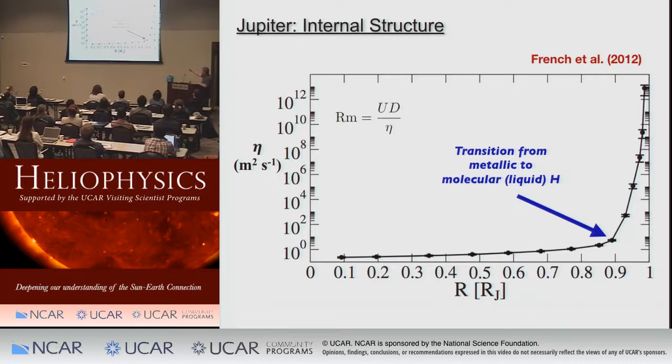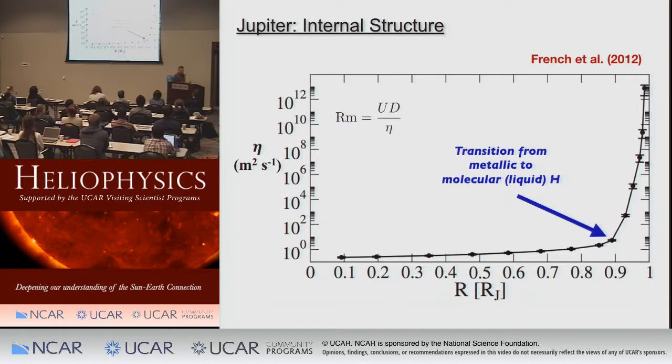There might be some dynamo action near the bottom of this layer, but by the time you get to the surface, it's not a good enough conductor. This is when the magnetic Reynolds number, Rm, gets too small to support any kind of dynamo action. So the Jovian dynamo is buried below the surface.